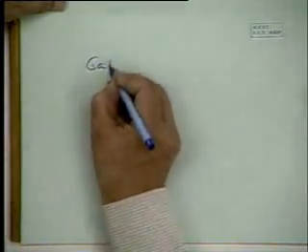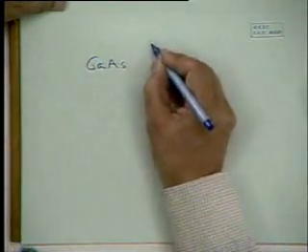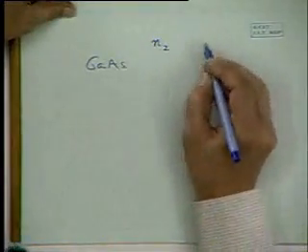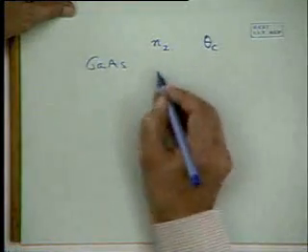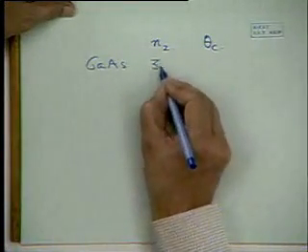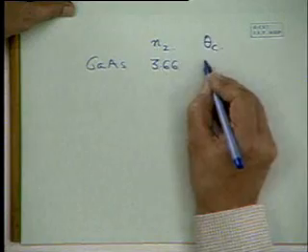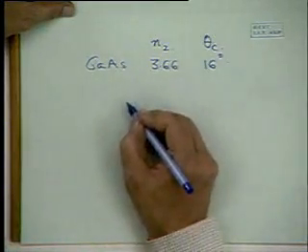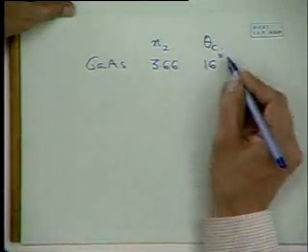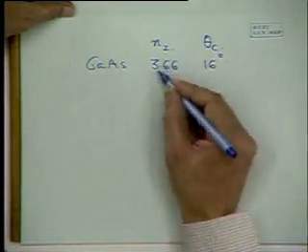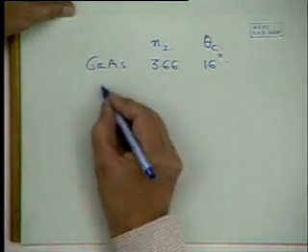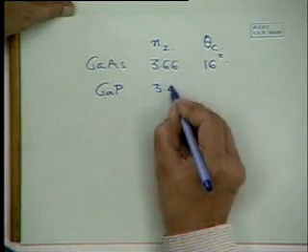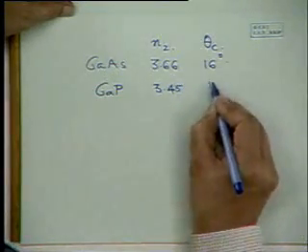for gallium arsenide, N2 is 3.66, and the critical angle is only 16 degrees. This is much larger for a glass air interface, because remember, glass, the refractive index is only about 1.5. For gallium phosphide, refractive index is slightly lower, 3.45, and theta c is 17 degrees.